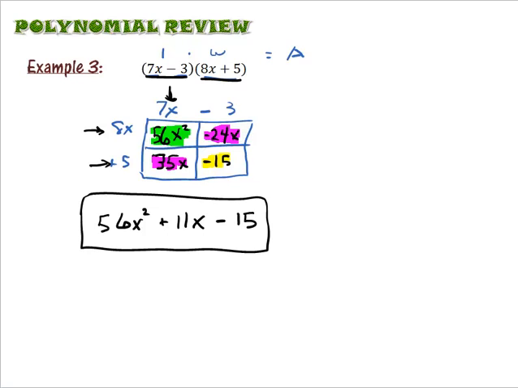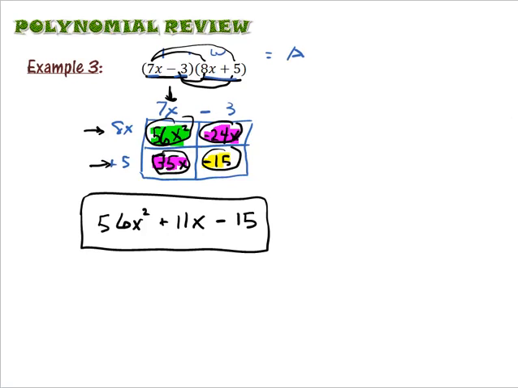Some of you might have done this using FOIL, which is just the same thing. I multiplied 7x times 8x and got the 56x squared. That's the first. The outside would be 7x times 5, which gives me the 35x. The inside, negative 3 times 8x gives me negative 24x. And the last, negative 3 times the 5 gives me the negative 15. So it's the same thing as doing FOIL, if that's the way you learned to do this.